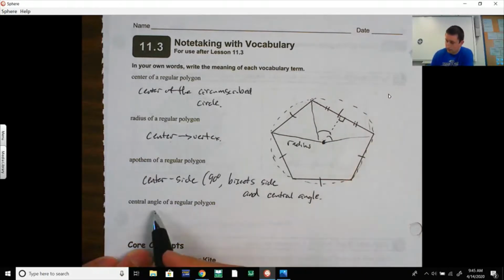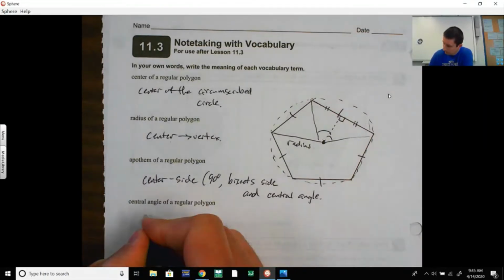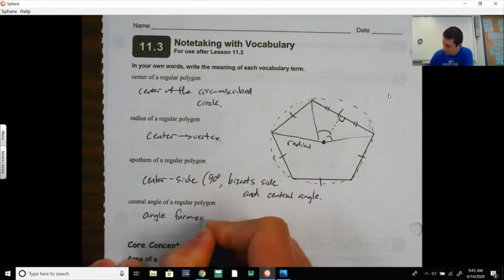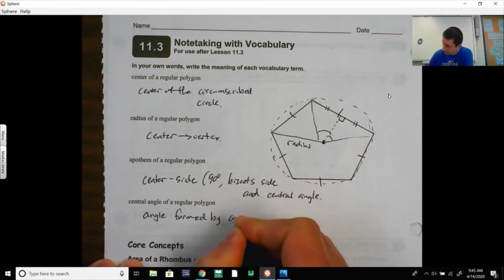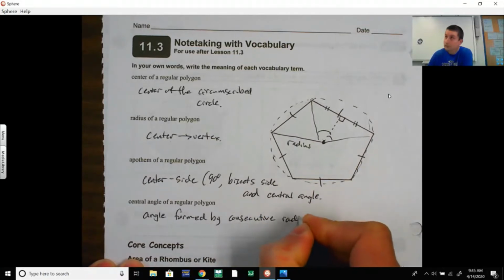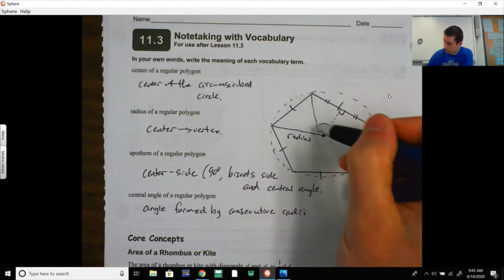The central angle of a regular polygon is the angle formed by consecutive radii. The angle formed by consecutive radii. So two radii that are right next to each other, that would be your central angle right there.